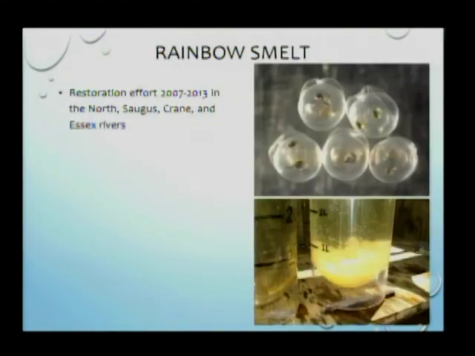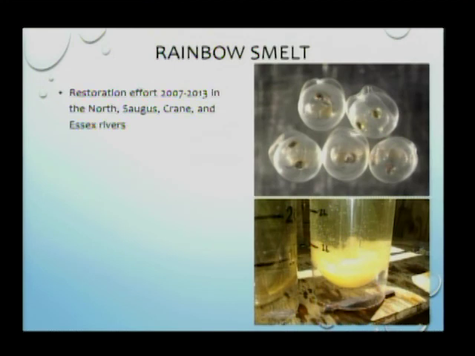Because there are so few populations on the North Shore, we actually undertook an experimental stocking program where we got spawning adults from the Fore River, which, despite its urban setting, has a really strong run, one of the strongest runs, if not the strongest run in Massachusetts.